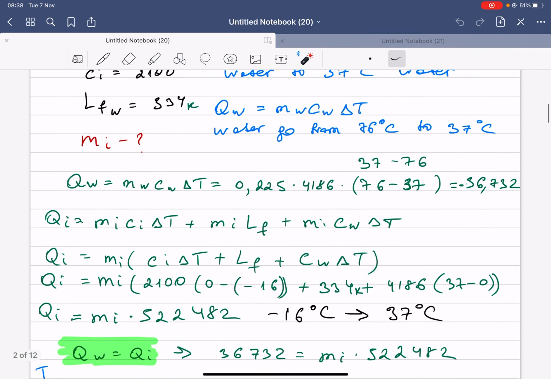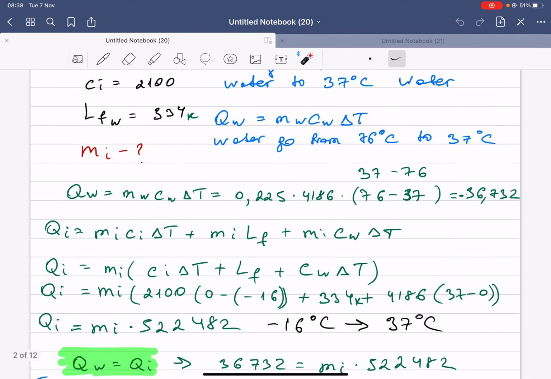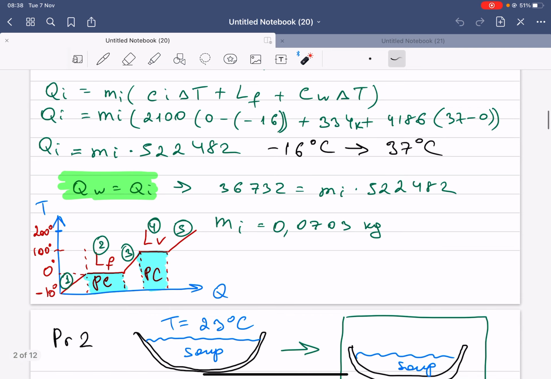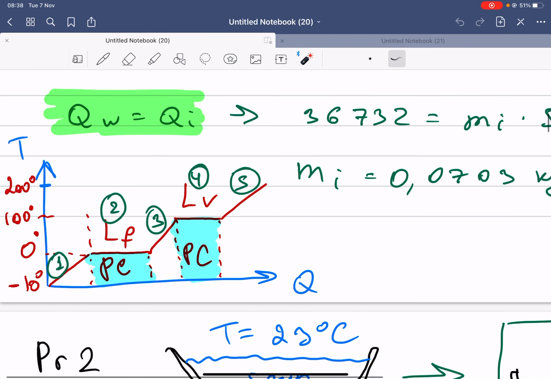Before solving for the ice, we have to know a couple of things. In general, you have such a graph of temperature versus heat. Now we know that our ice is below 0 degrees, so let's say it's around minus 16 degrees. What happens if you start adding heat? The temperature will keep increasing, okay?